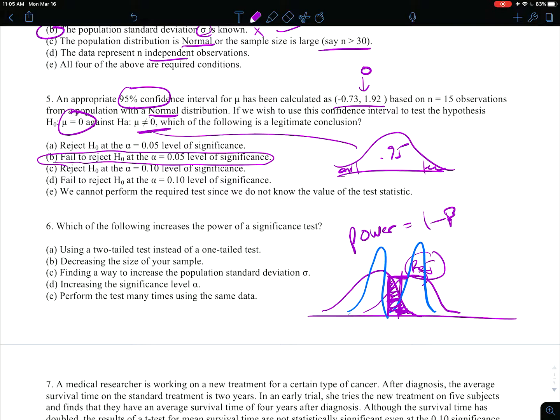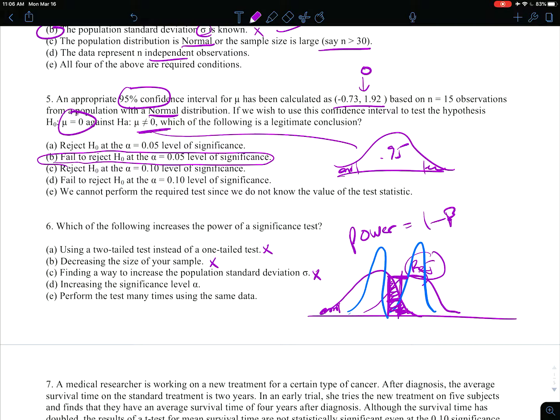Using a two-tailed test instead of a one-tailed test is going to decrease your power, because now you have to reject not only on the one side but on the other, and that comes at the cost of rejecting in the direction that you want. So let's see, that's no good. We said increasing your sample size would work. Finding a way to increase the population standard deviation, well, you can't do that. And second of all, you would want to decrease it if possible.